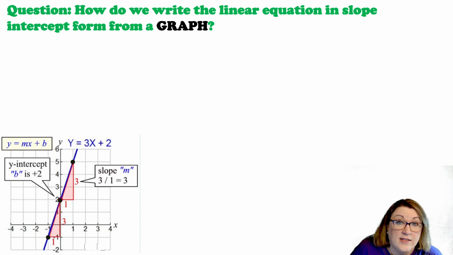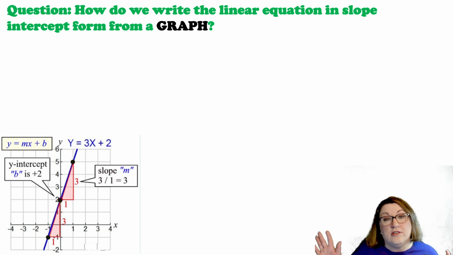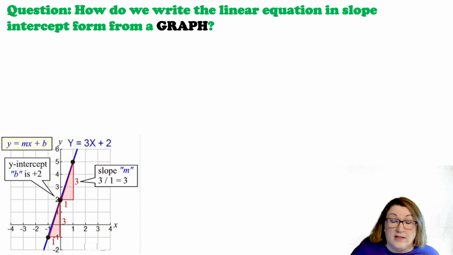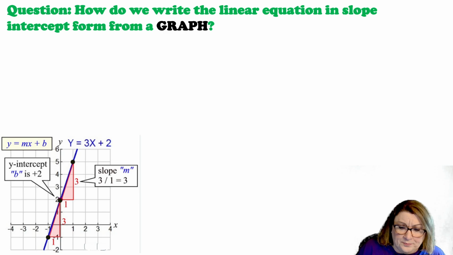And since lines go on for infinity in both directions, that's an unlimited number of points that x and y can represent. So the only numbers you should have in that linear equation are the m for the slope and the b for the y-intercept point.